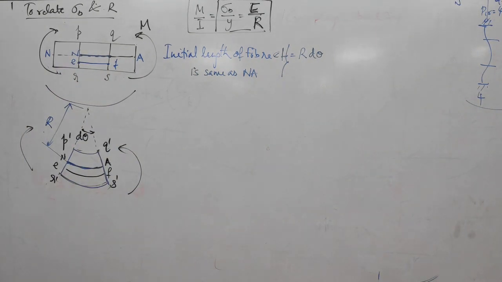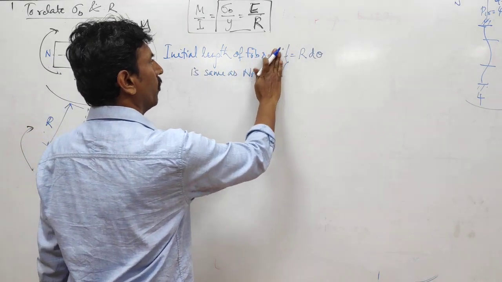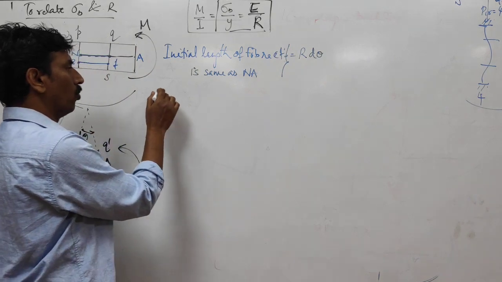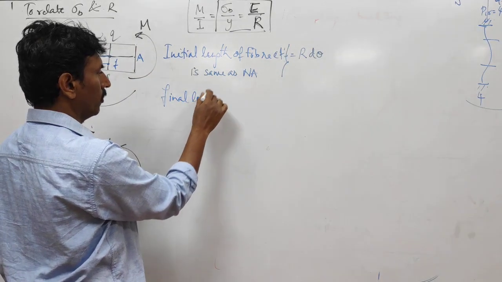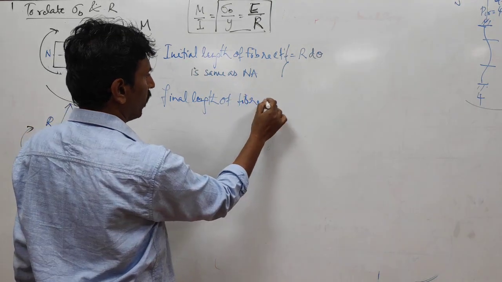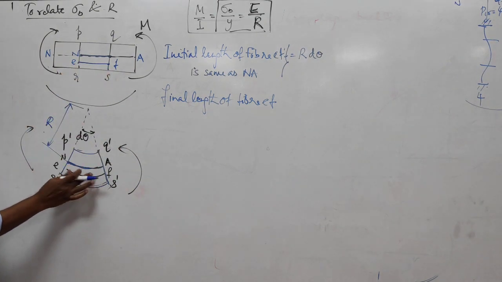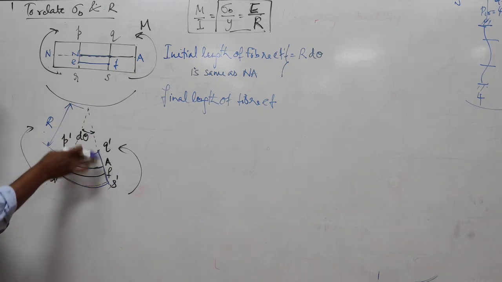Now, this is the initial length of the fiber EF. Can you tell what is the final length of fiber EF? The initial length is there. Now, in the final length, has the length increased or decreased? It has increased. So if we want its length, we do r into d theta.